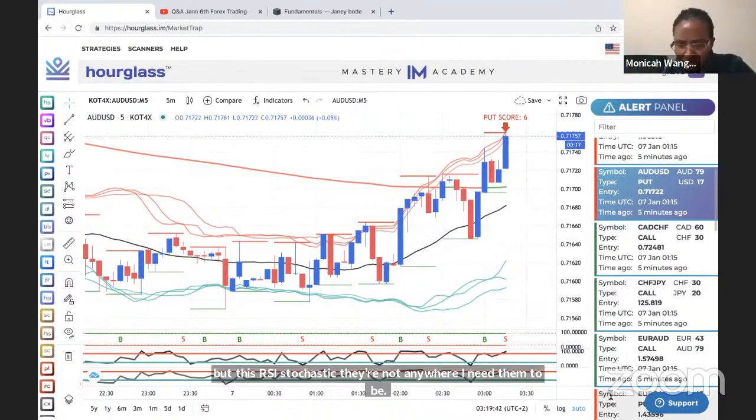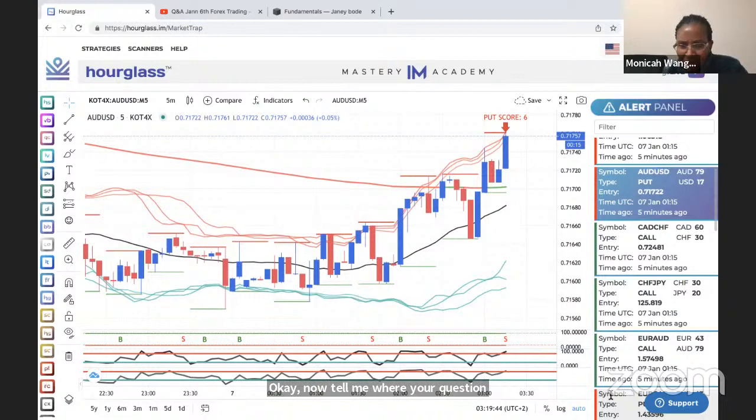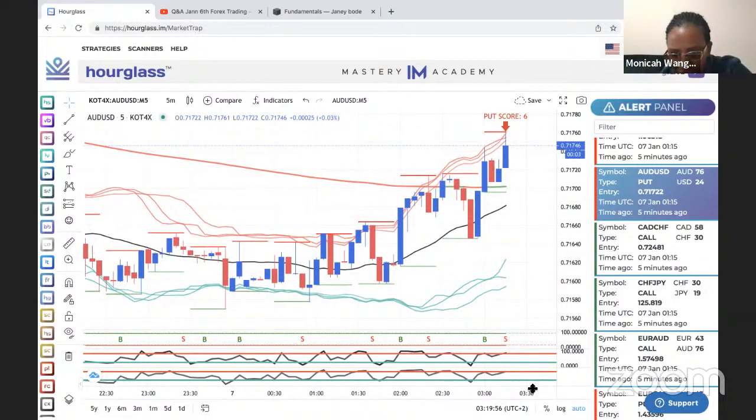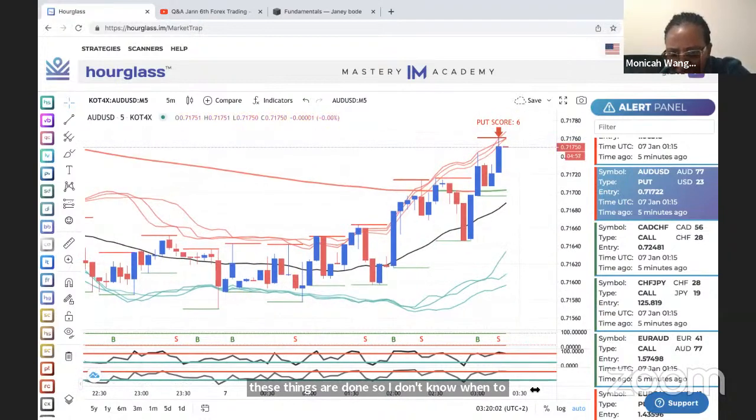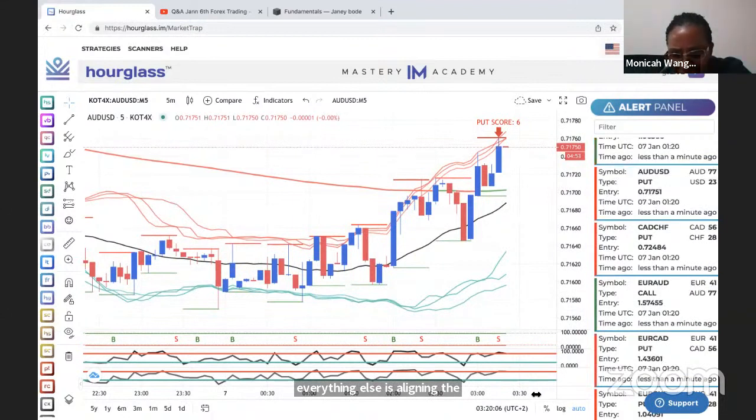Okay, now tell me where your question is. My question is, you see the stochastic and my stochastic where it is right there. Okay, let's assume this is a sell. And these things are dancing. So I don't know when to hit. Okay, if everything else is aligning, the arrow, the prices and all that, and this is the only thing that is remaining.